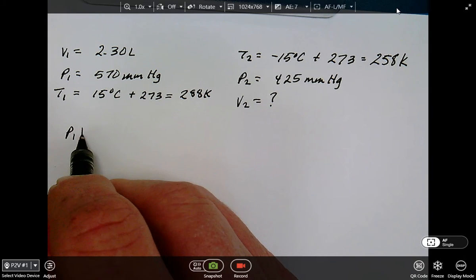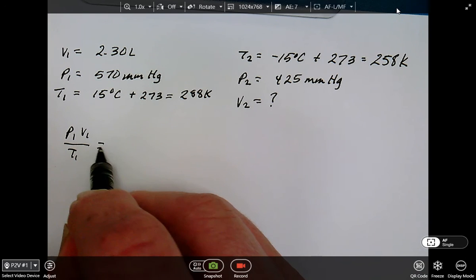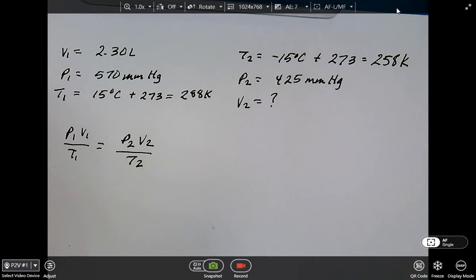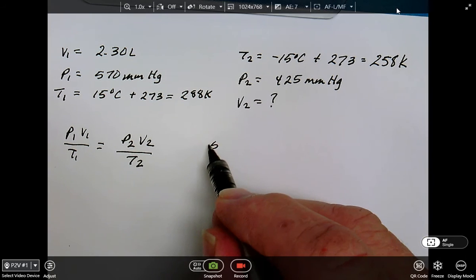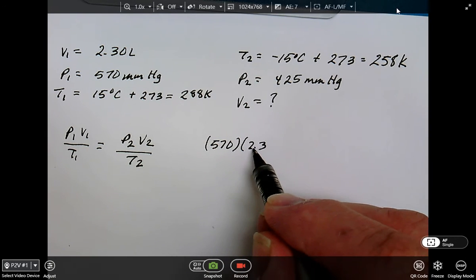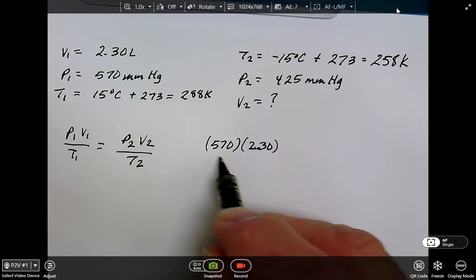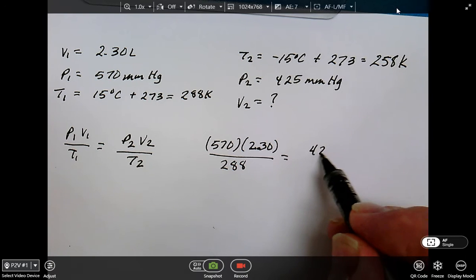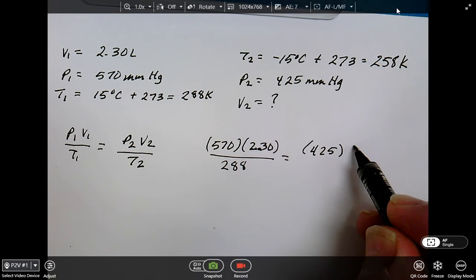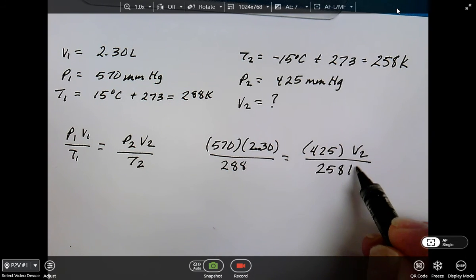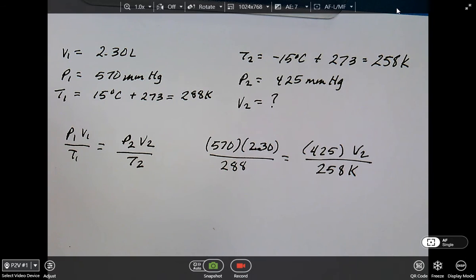So we have our equation: P1 V1 over T1 equals P2 V2 over T2. All right, so we're going to plug in our variables here. We have our P1, 570. We have our V1, which is 2.30, divided by 288 is equal to our P2, 425, times what? V2, we don't know what V2 is, over our temperature, 258 K. So we're going to solve for V2. How are we going to do that?